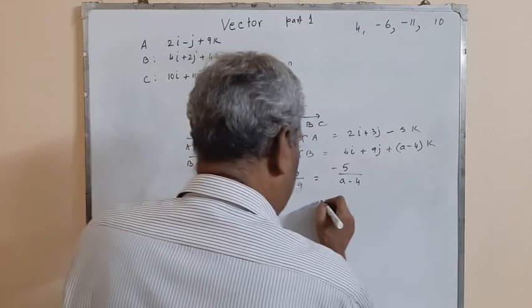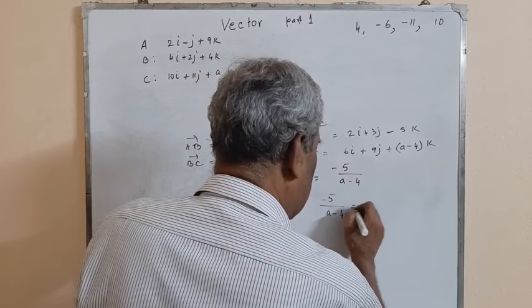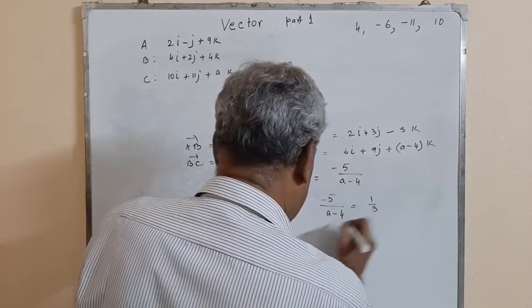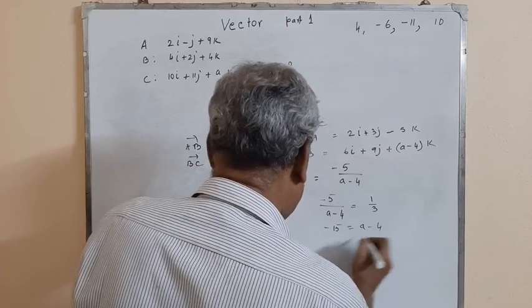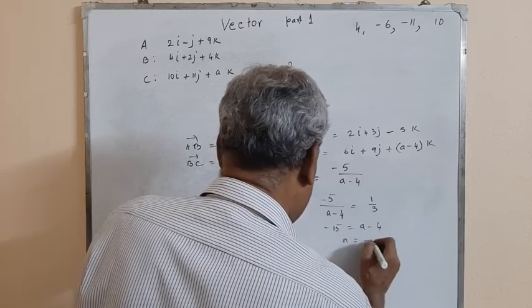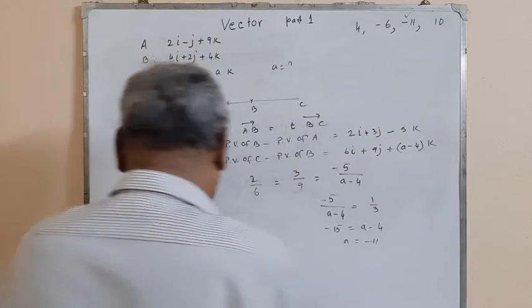So as per condition, minus 5 by (a minus 4) must be equal to 1 by 3. That is, minus 15 is equal to a minus 4. So a is equal to minus 11. So this is the correct option.